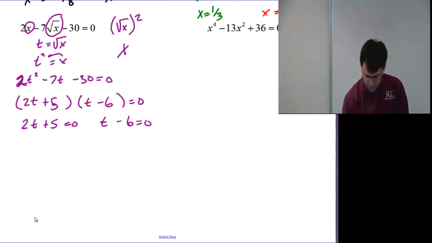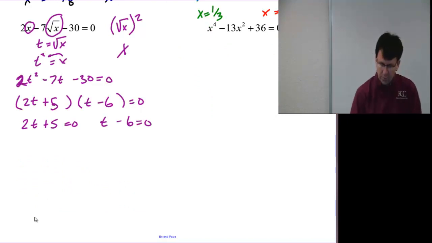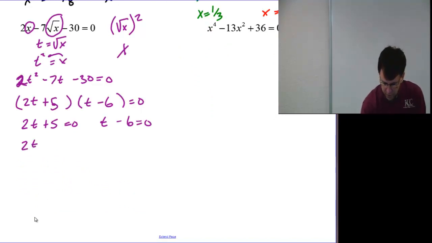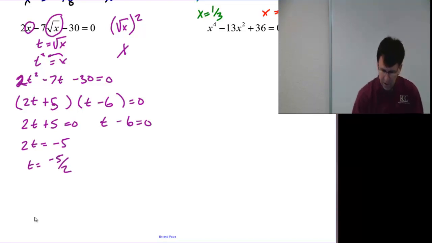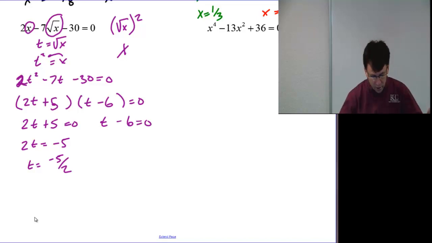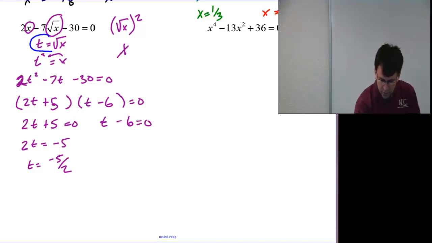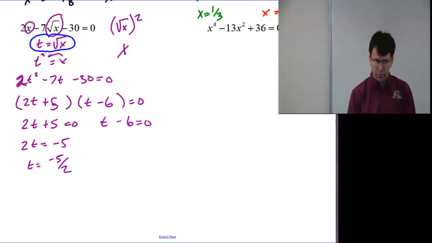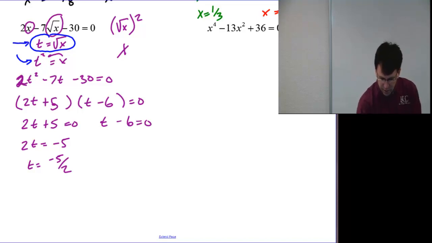Let's give ourselves a little bit more room here. Now, we need to solve for t, so we end up with 2t equals negative 5, t equals negative 5/2. Again, we didn't want to know what t equals, we wanted to know what x equals. Now, the original substitution for t was t equals the square root of x. Many students struggling, for whatever reason, want to stuff it right in here, but it's not where it goes. It is this guy right here. So t is the square root of x, so that is the square root of x equals negative 5/2.